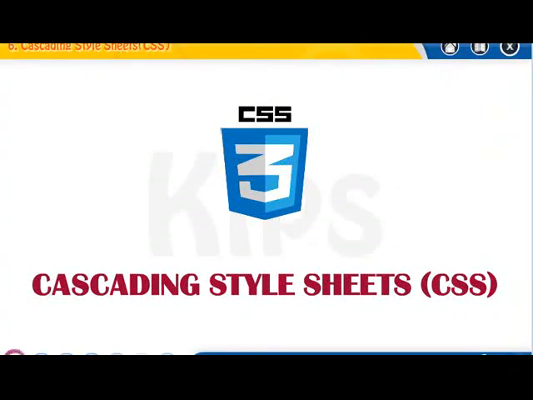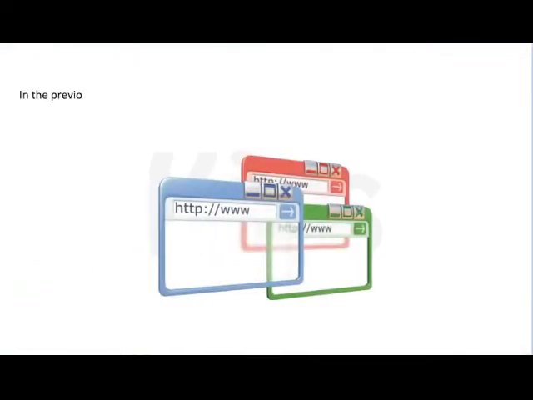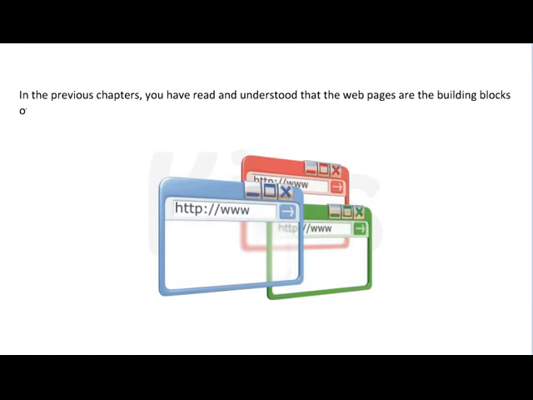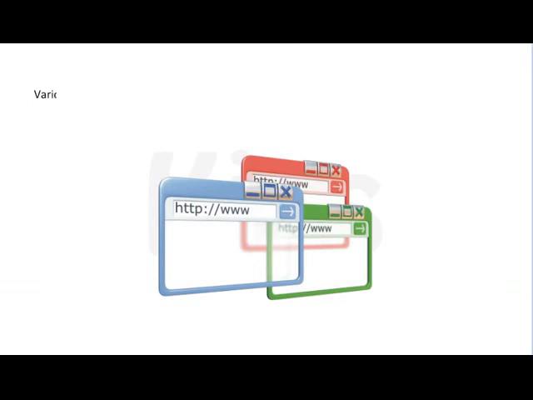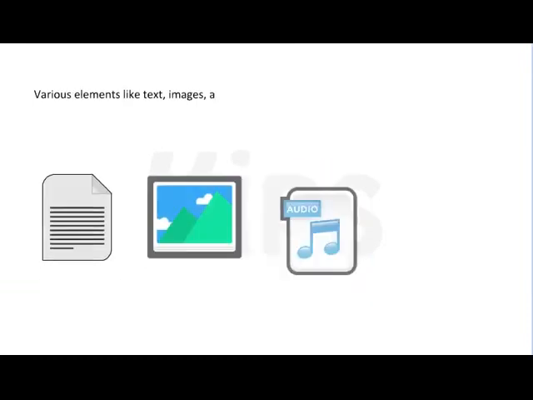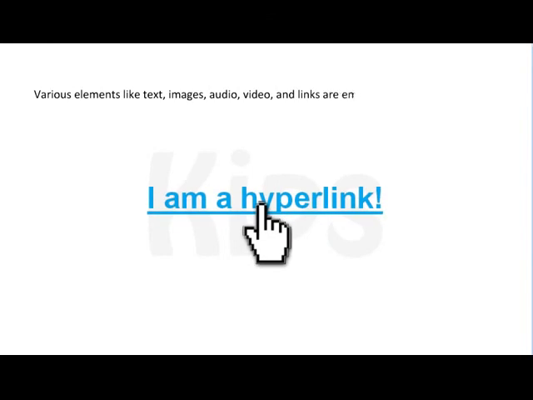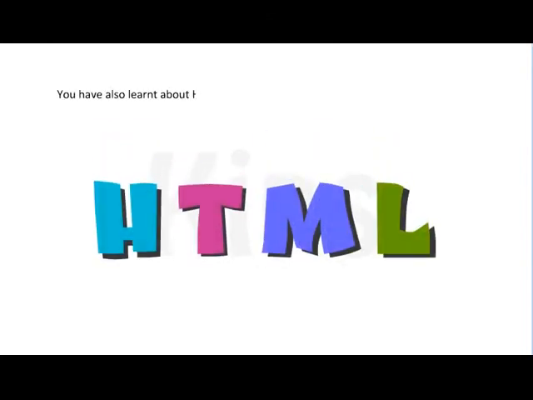About Cascading Style Sheets, CSS. In the previous chapters you have read and understood that the web pages are the building blocks of a website. Various elements like text, images, audio, video and links are embedded in these web pages. You have also learnt about HTML, which is a popular tool for developing web pages.